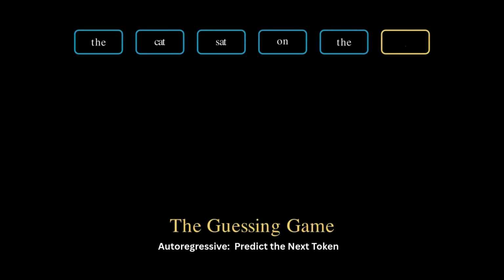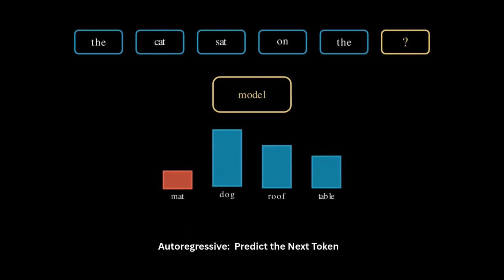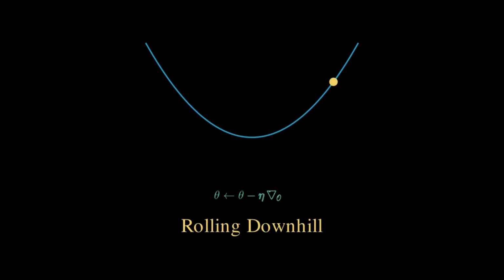Cover up the next token and ask the model to guess it. The model reads everything before the blank and emits a probability distribution over every possible next token. This bar chart is the model's belief about what comes next. Then we reveal the true token. If the model placed low probability on the right answer, that's an error, and the error flows backward as a gradient. Every weight in the network gets nudged slightly in the direction that would have made the true token more likely. This is gradient descent, rolling downhill on the error surface.